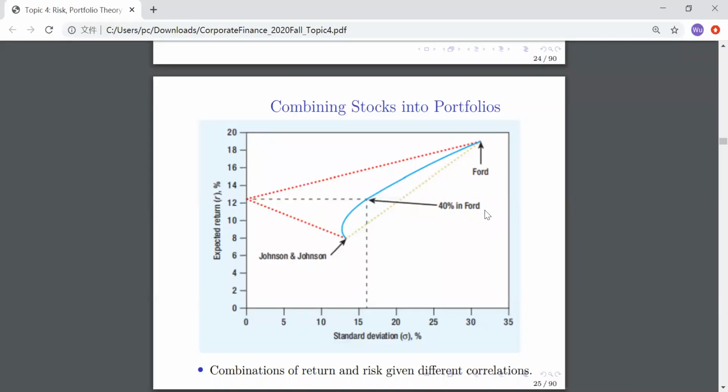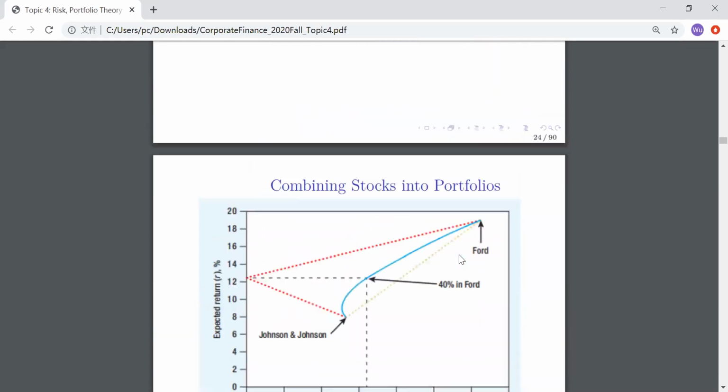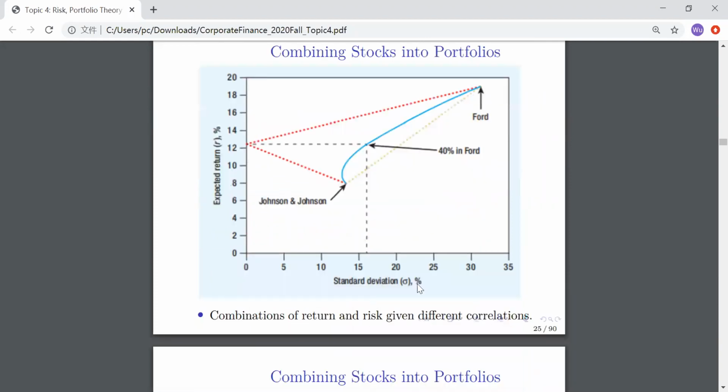So we can show on the graph the combination of Johnson & Johnson and Ford. So basically this graph shows the combination of return and risk of this portfolio, which gives 60% Johnson & Johnson and 40% Ford. And then these three curves correspond to different correlations. For example, this one gives you a correlation of about 30%. So let me check if this is 30%.